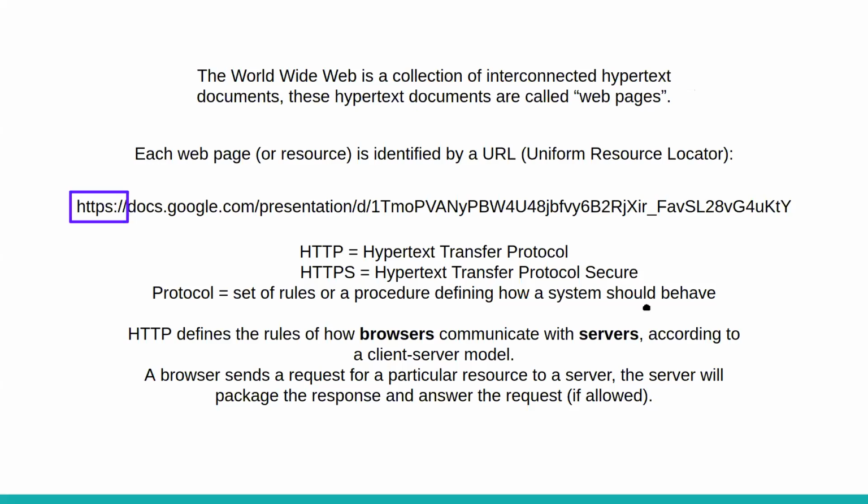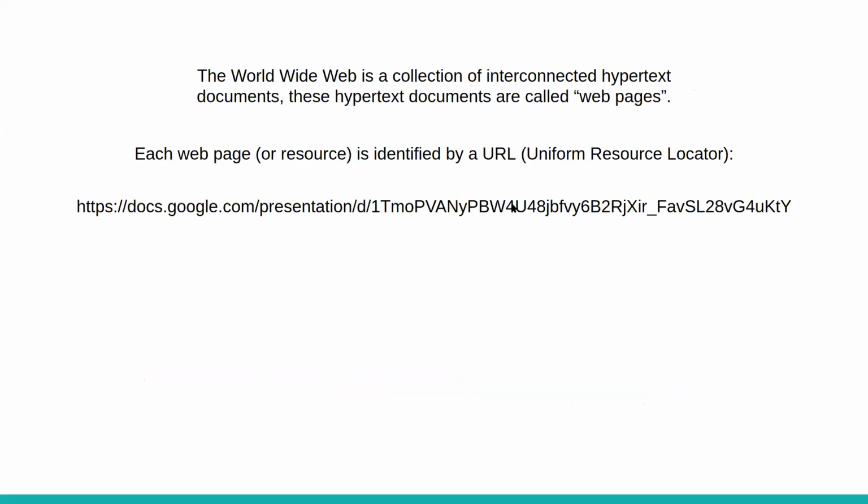All right, so HTTP, Hypertext Transfer Protocol, it is the set of rules or a procedure defining how we transfer hypertext documents. There is also HTTPS, which is just a secure encrypted version of HTTP. But they're both just protocols, a set of rules dictating how we transfer hypertext documents. So that's what the first little part of the URL is.